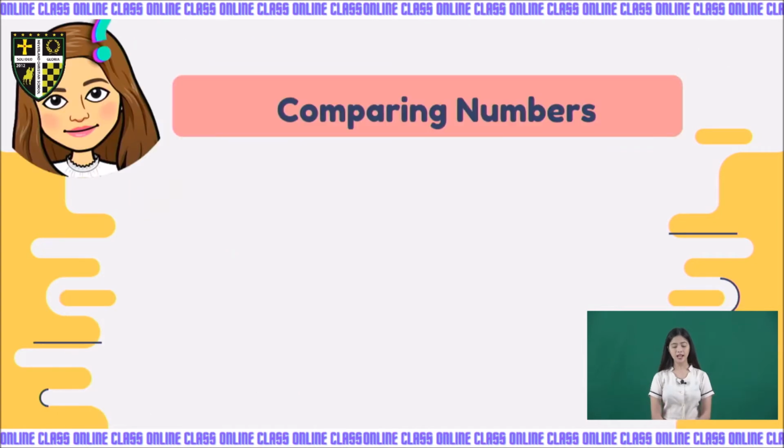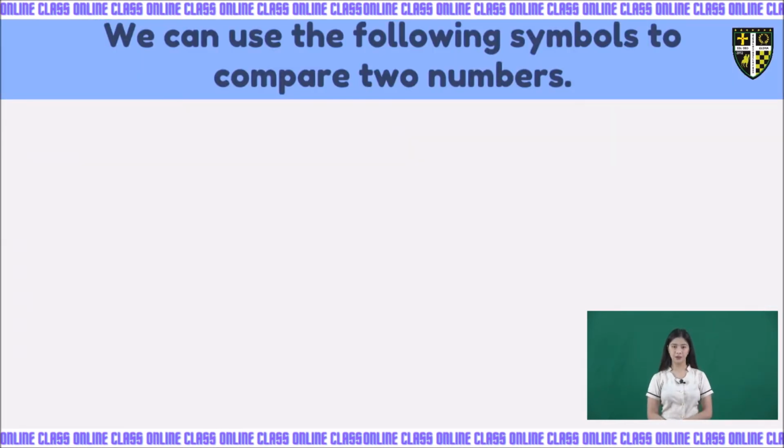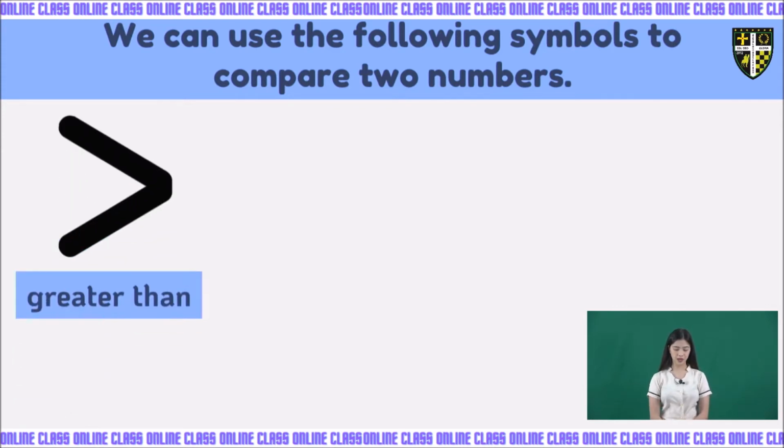So, now, let's study comparing numbers. What is comparing numbers? When we say comparing numbers, it means we compare two numbers to decide which is lesser or greater. We use the following symbols to compare two numbers. The first one is greater than. We use greater than when the first number is bigger than the second number.